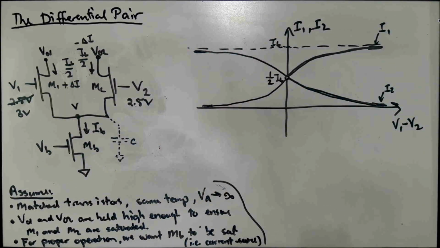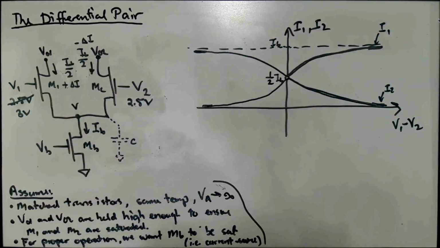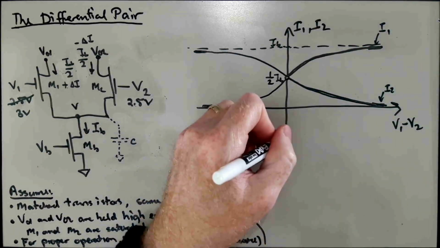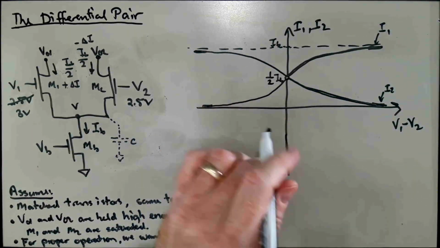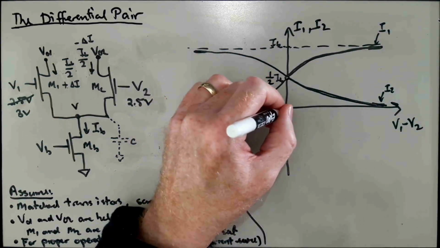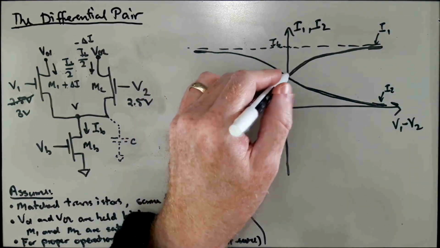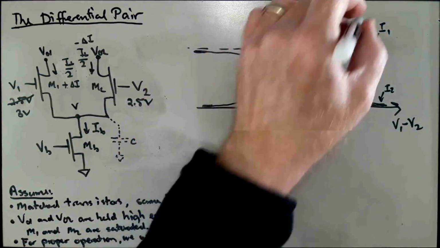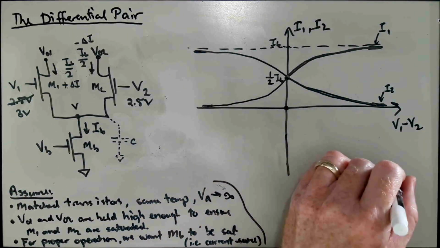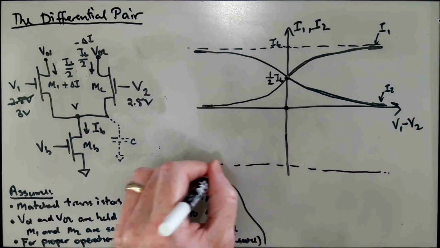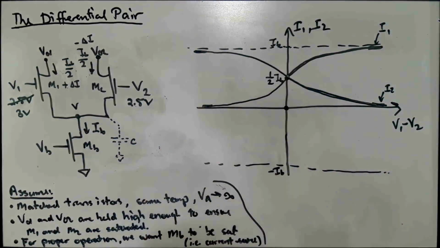Okay, very often we'll actually take the difference between I1 and I2 to be the output of the circuit instead of I1 and I2 individually. And in that case, what does that look like? Well, I1 minus I2 would be 0 when I1 is equal to I2, right? And at the most, the difference between the two could be minus IB and plus IB.